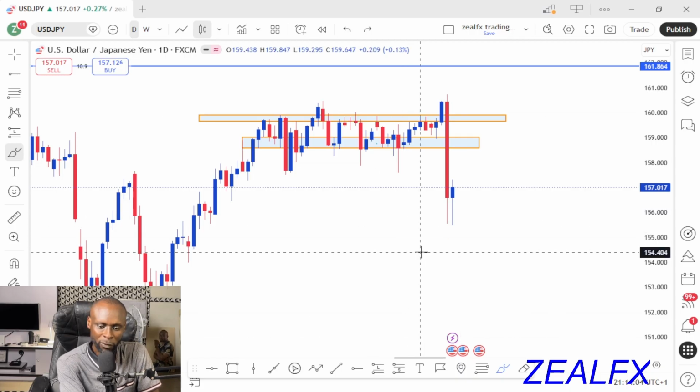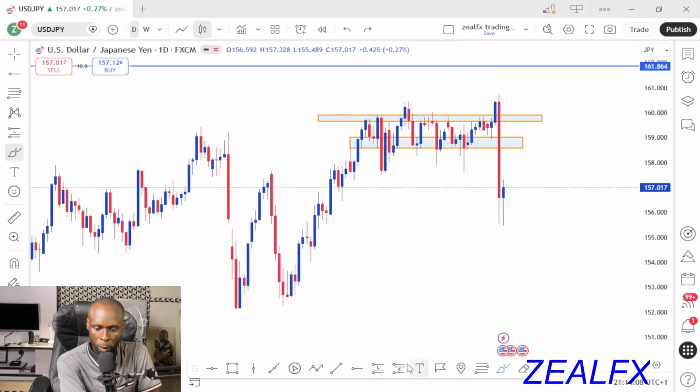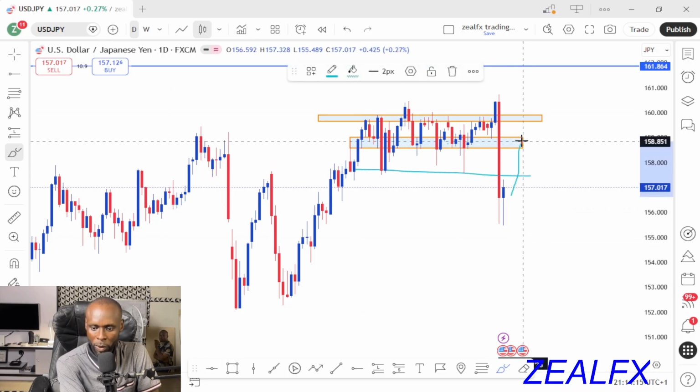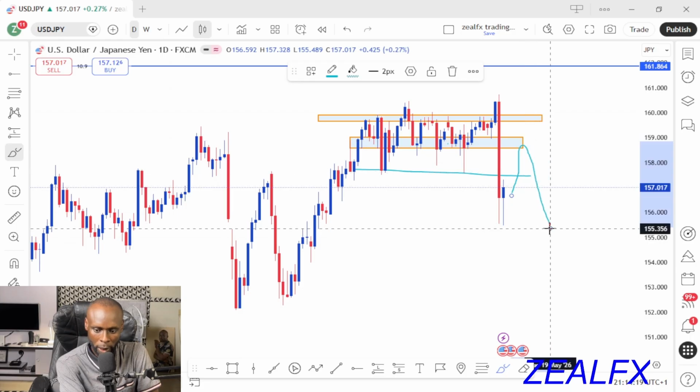This week, what are we expecting from the USDJPY? So long as price closes below this major level, we need price to retest back to these areas before we can start looking for further sells for the USDJPY.